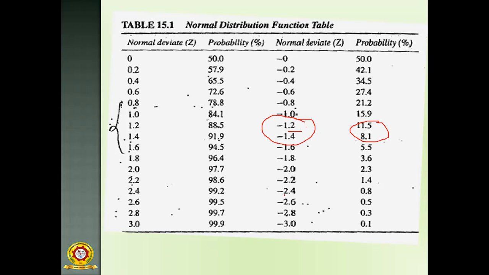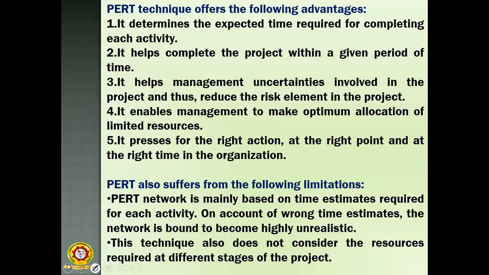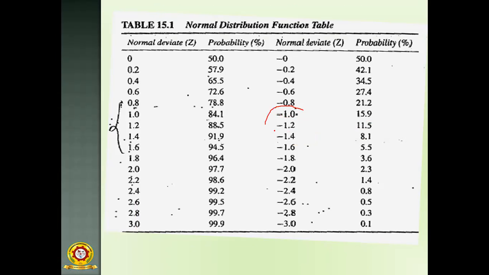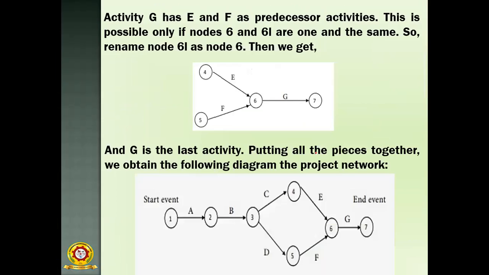So I wrongly represented it; the fraction is different only. So 1.0 to 1.12, 1.2, the 1.13. Then you have to take these two values, 15.9 plus 11.5, 27.4 by 2. So what is the value? 13.7. Just to correct it, 13.7.